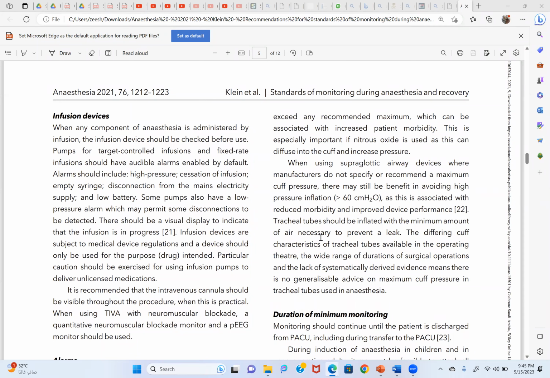Another important thing which I had missed is cuff pressures. Tracheal tube cuff pressures: there is a specific pressure measurement, and the respiratory therapists have equipment by which they measure the endotracheal cuff pressure. The same applies if you are infusing with a syringe pump, or even starting to give the dose in peripheral nerve blocks. If you are monitoring the pressure, you can avoid intraneural injections.